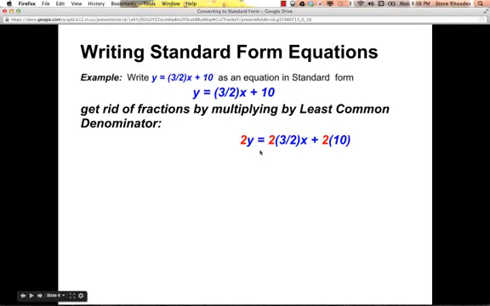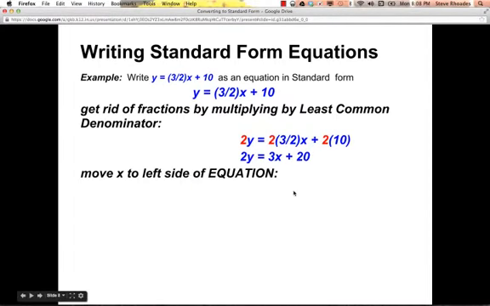So we take y times 2, we take 3/2 x times 2, and we take 10 times 2. Once we do that, it will simplify to 2y equals 3x plus 20. You'll see that the fractions are now gone. The last step of this is to get the x onto the same side of the equation as the y's. So in this case, we are going to subtract 3x from both sides of the equation. On the right hand side, the 3x minus 3x will cancel out, and we're left with negative 3x plus 2y equals 20. Now, for most purposes, we're done.